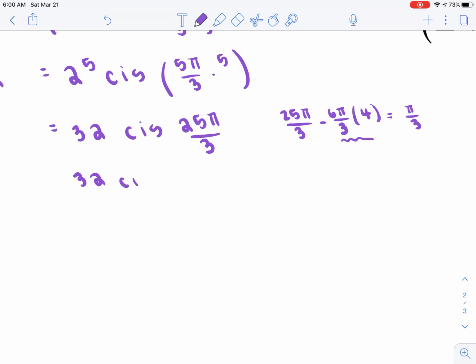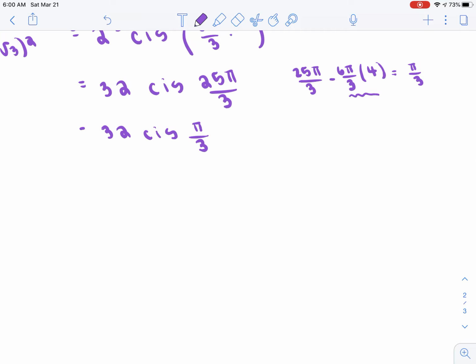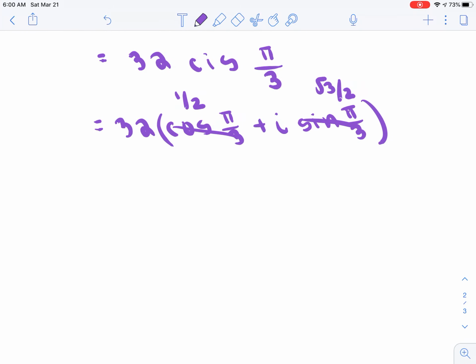32 cis pi over 3. And then to get that in standard form, we are going to 32 cosine pi over 3 plus i sine pi over 3. So cosine of pi over 3 is going to be the 1/2, and then sine is root 3 over 2. So when I multiply that by 32, I get 16 plus 16 root 3 i.